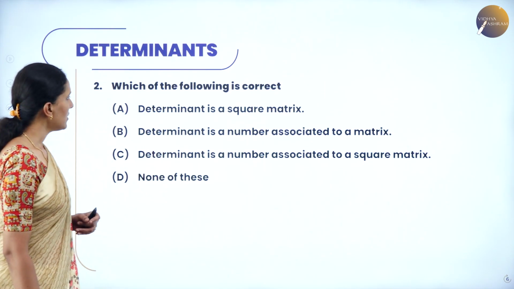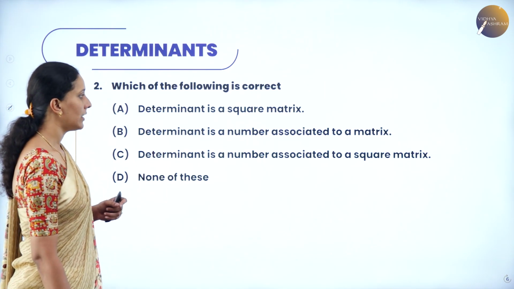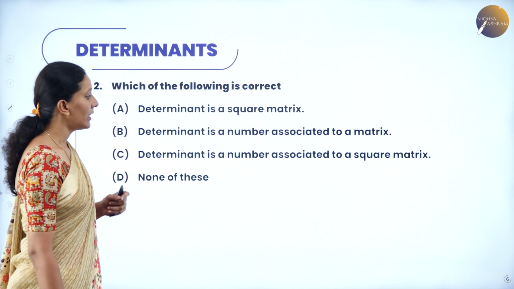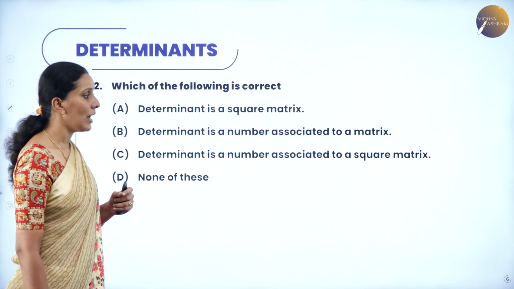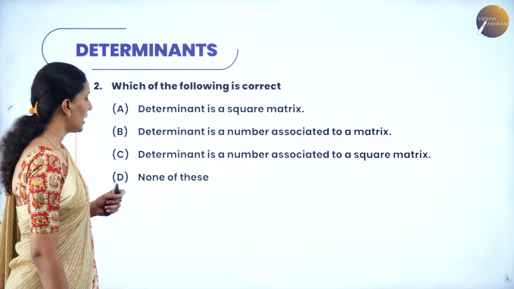The next question here is, which of the following is correct? Determinant is a square matrix. Determinant is a number associated to a matrix. Determinant is a number associated to a square matrix. None of these.